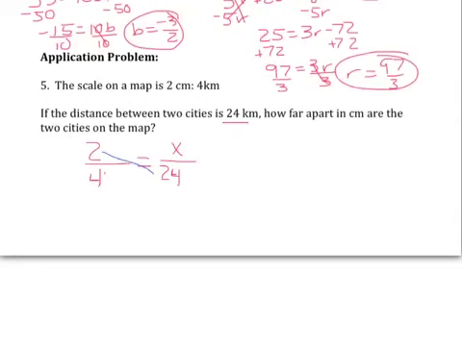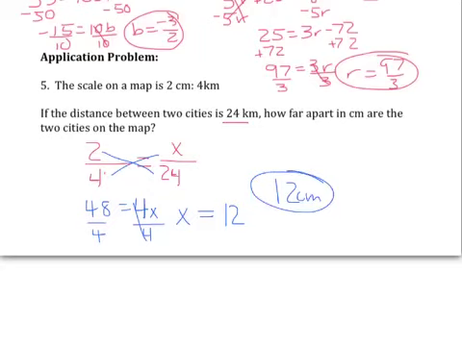So I take 24 times 2, that's 48. And 4 times x is just 4x. Divide by 4. And x equals, that'd be 12, right? X equals 12. So then my answer would be 12 centimeters. Okay? So that's how you can kind of take an application problem and make it into a proportion that you can go ahead and solve. Okay, so you guys are ready for the 2 practice activities.